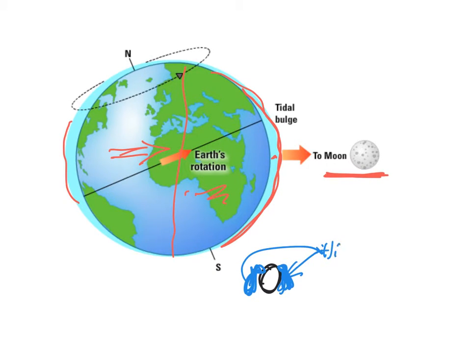Okay, so this is where we have a high tide here, and where we don't have the water is where we're going to have our low tide. Okay, so we can kind of see it that way. Now remember, the earth rotates, so as the earth is rotating, it's rotating through these tidal bulges, and that's how we have a high tide and a low tide going on throughout the day.